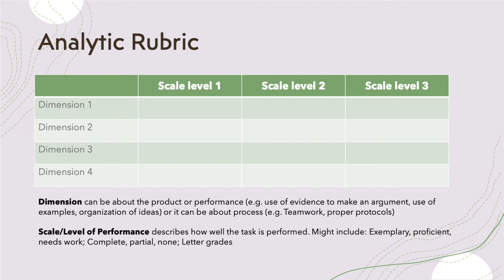And across the top, you'll see the scales or levels of performance. This describes how well the task is performed. So you might have different levels. You could have language describing those levels, such as exemplary, proficient, or needs work, complete, partial, or none, or you could have letter grades across the top.